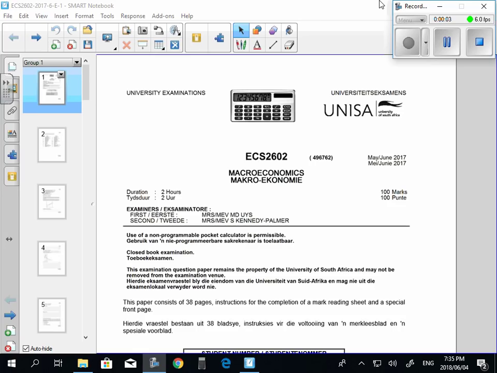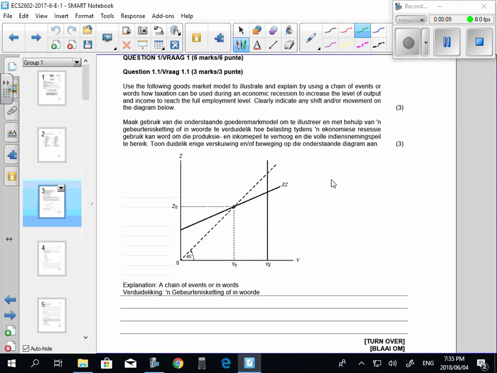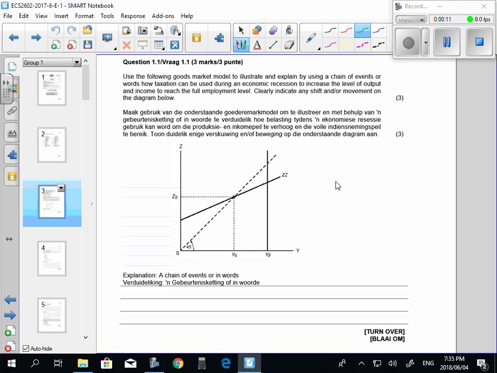Right, so May, June 2017. Question 1. Use the following goods market model to illustrate and explain using a chain of events how taxation can be used during an economic recession to increase the level of output and income to reach the full employment level. Clearly indicate any shift and or movement on the diagram.